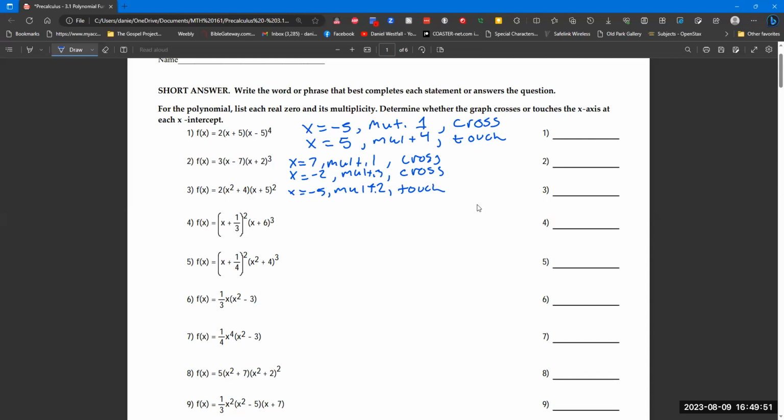We have a 0 of x equals -1/3 for our first factor that has a multiplicity of 2. So it's going to touch there. And x equals -6 for our second factor that has a multiplicity of 3. And that's an odd multiplicity, so it's going to cross.